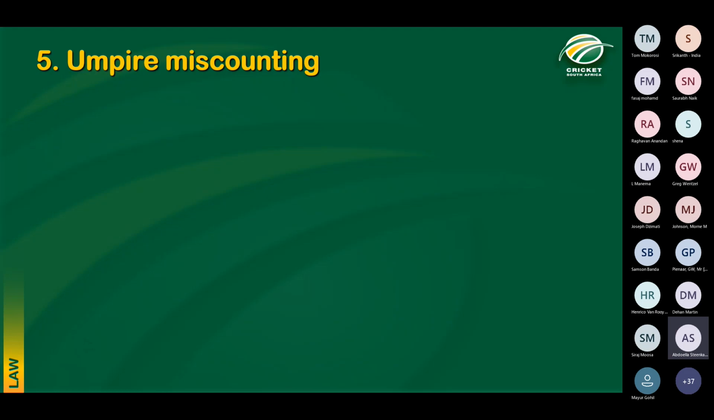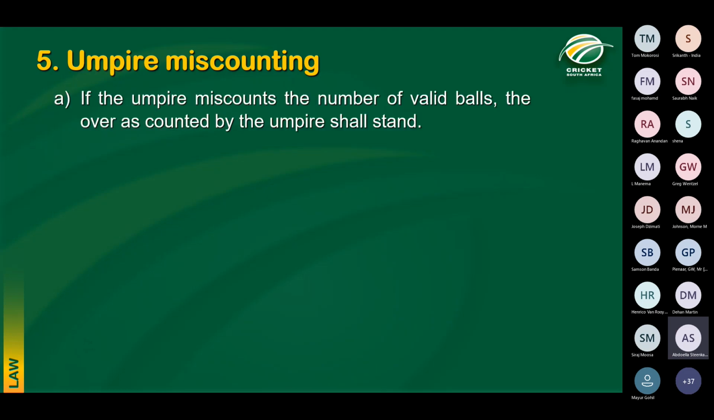But what happens if the umpire miscounts? Can happen. The law tells us that if an umpire miscounts, the over as counted by the umpire shall stand. Example, if the umpire only allows 5 valid balls in the over, and after 5 balls the umpire calls over, that over shall stand. Even though it was only 5 balls, the umpire miscounted, but the over shall stand.